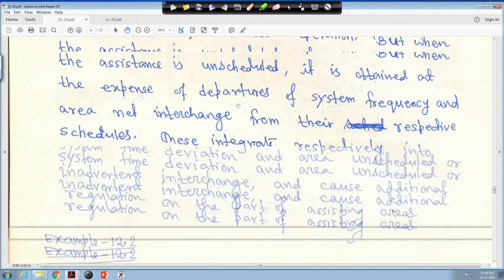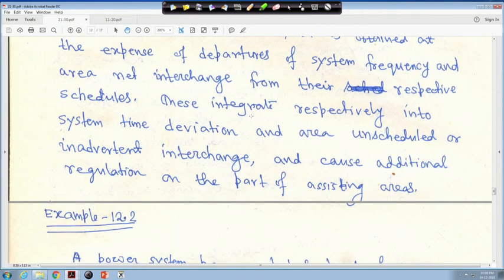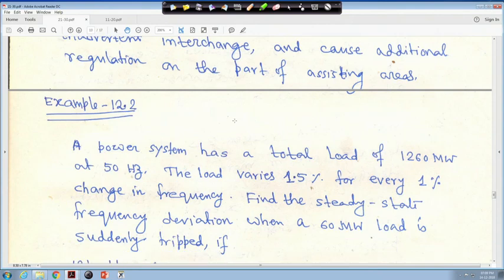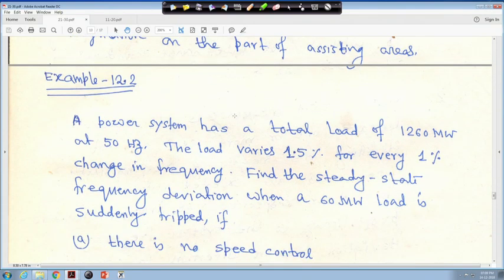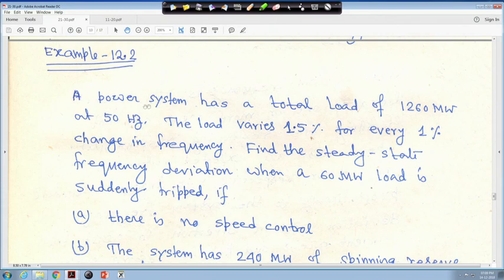Now we will come to the two-area system and the derivation of the mathematical model, but before that we will see three or four examples. The first one is example 2. A power system has a total load of 1260 megawatt at 50 hertz. The load varies, as we have seen before, by 1.5% for every 1% change in frequency. We have seen how to find the R values. Find the steady state frequency deviation when a 60 megawatt load is suddenly tripped.